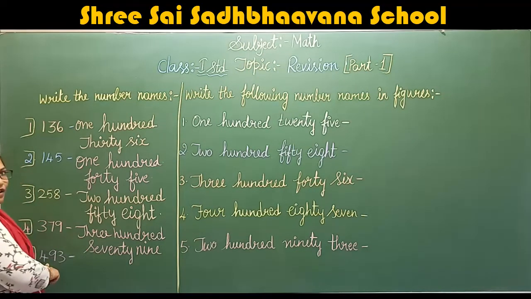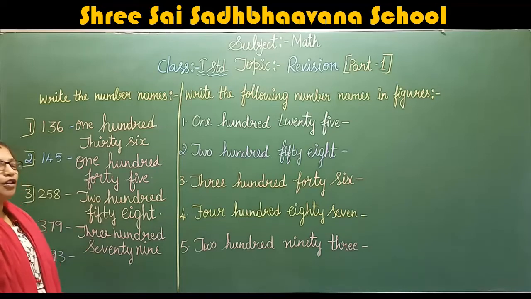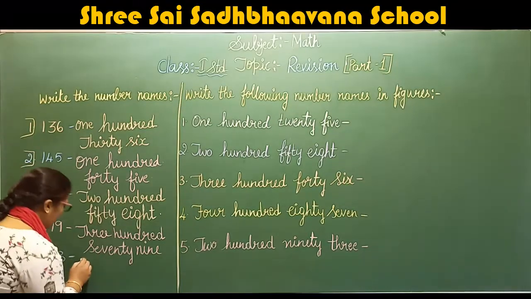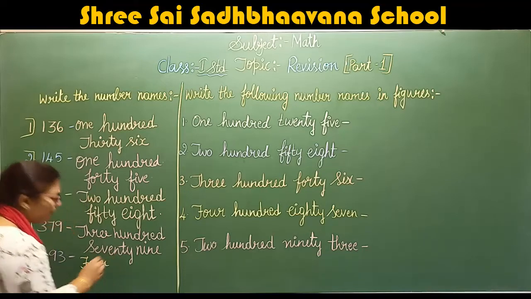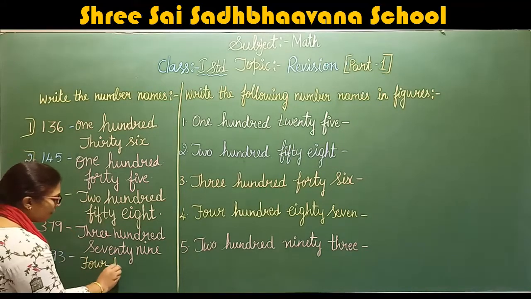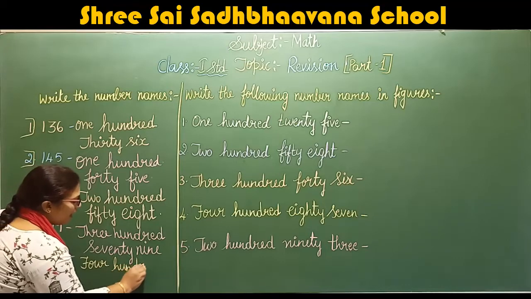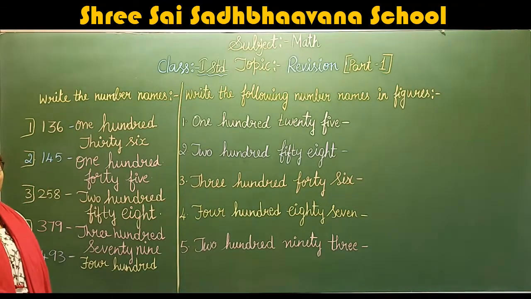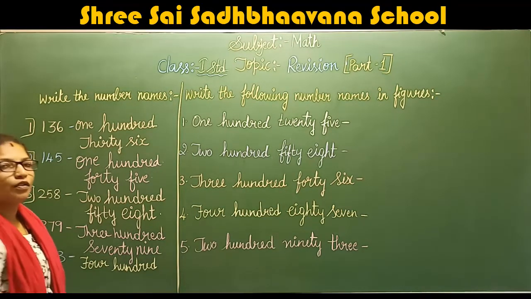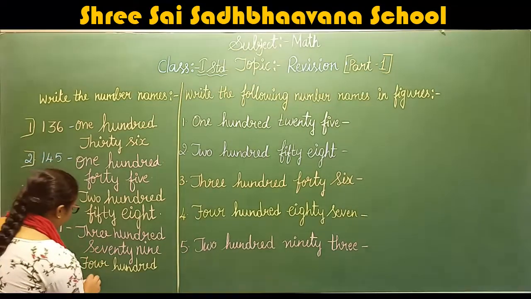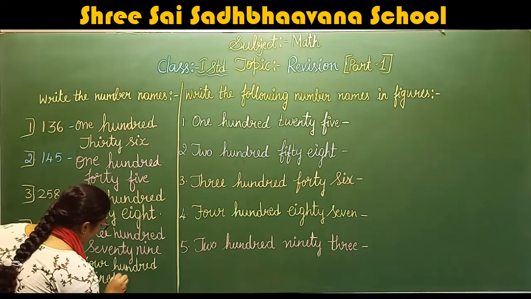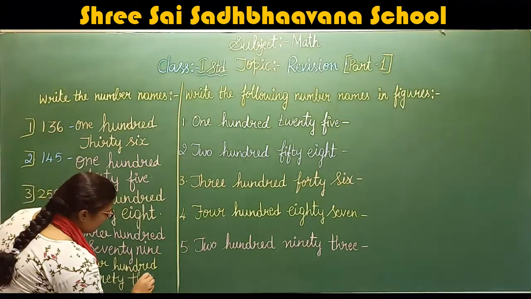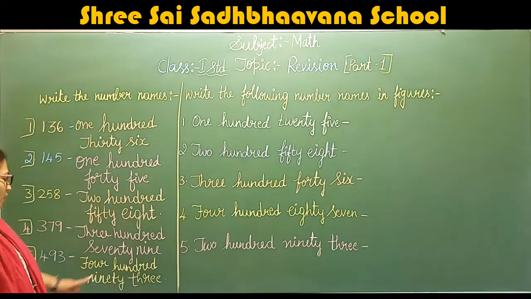So here they have given 493. What do you have to write first? The 4 spelling: F-O-U-R. Then the hundred spelling: H-U-N-D-R-E-D, so 400. In the tens place, what is there? 9 is there, so 9 tens become 90. N-I-N-E-T-Y. Then the 3 spelling: T-H-R-E-E.